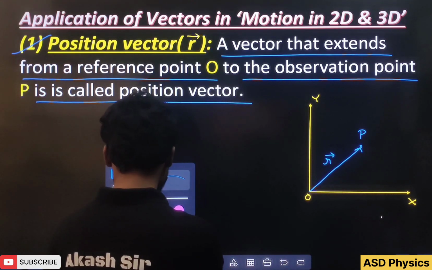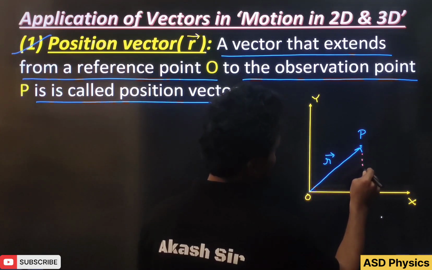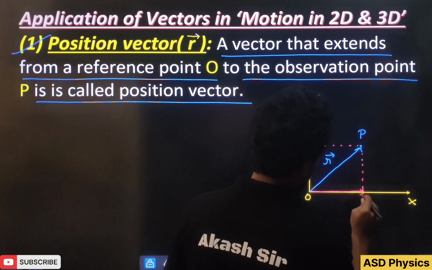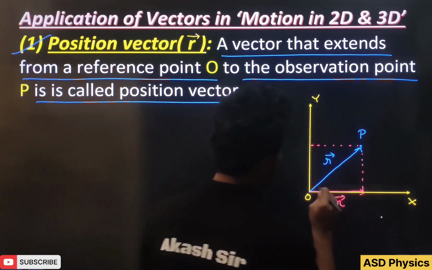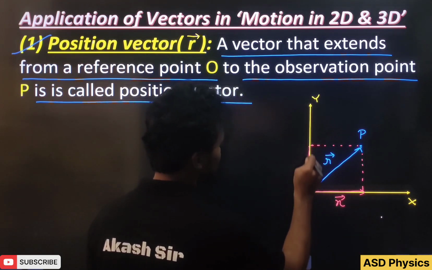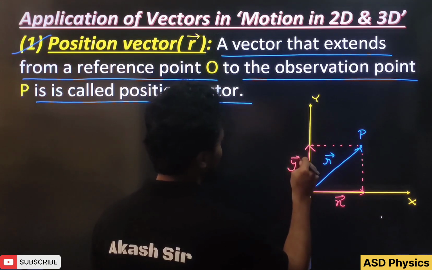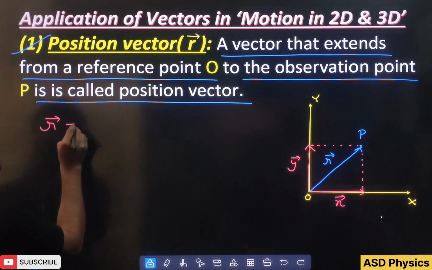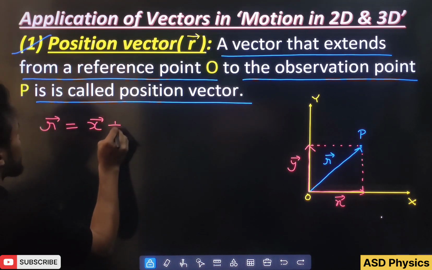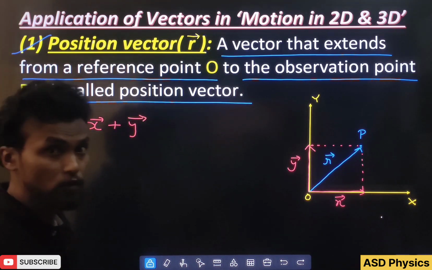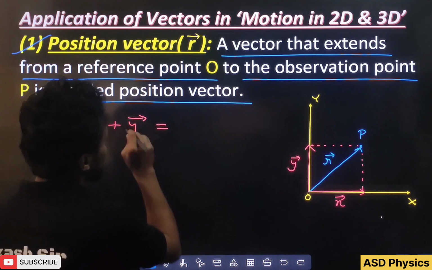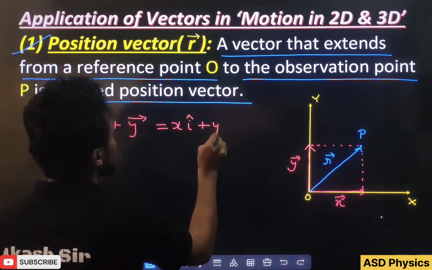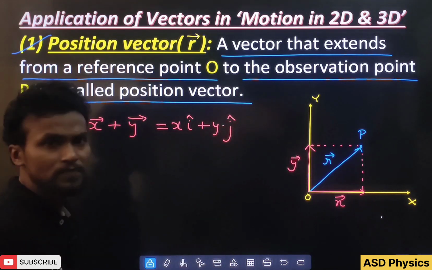So if I draw here the rectangular components, like this, and let's take in this direction my component is X, and in this direction my component is Y. So what we can write here, students, this position vector R is given by vector X plus vector Y. And you know very well any vector means magnitude and direction. That means we can write x i cap plus y j cap.